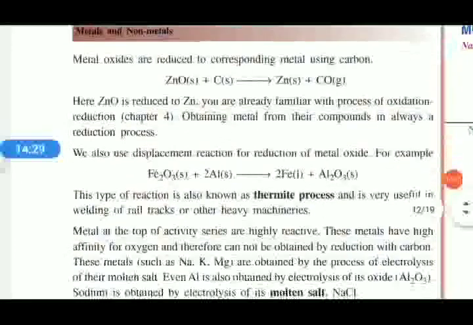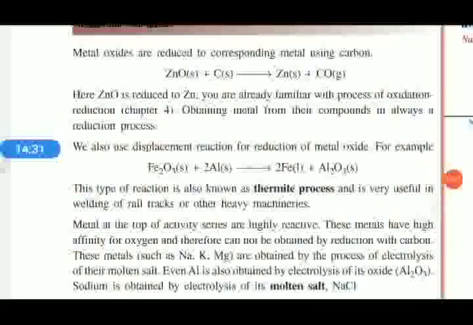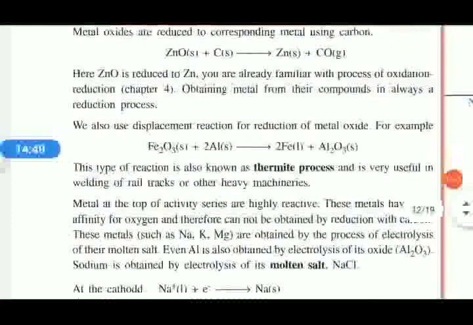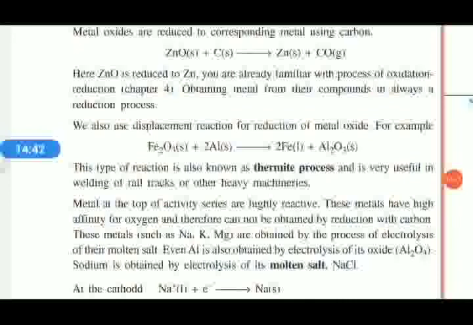This type of reaction is known as the thermite process and is very useful in welding of rail tracks or other heavy machineries, because this reaction produces a large amount of heat, and the iron we get in liquid form we use for welding railway tracks or other machinery parts.